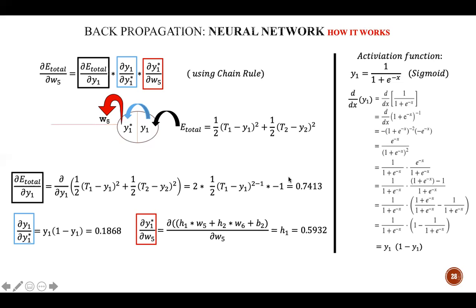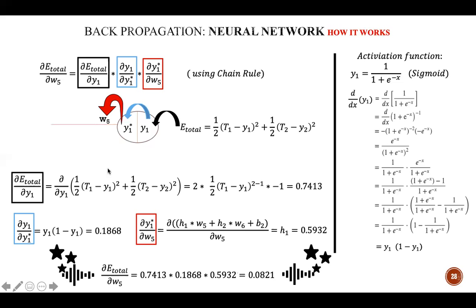Now I have the three ratios that I wanted. You put those together and multiply them. So this is partial E over partial Y1, that number, multiplied by 0.1868, which was this ratio, multiplied by the result of this ratio, and you get 0.0821. Now this is what? Partial E over partial W5.